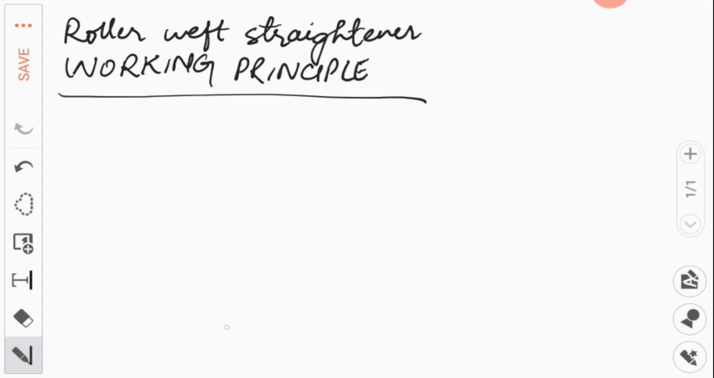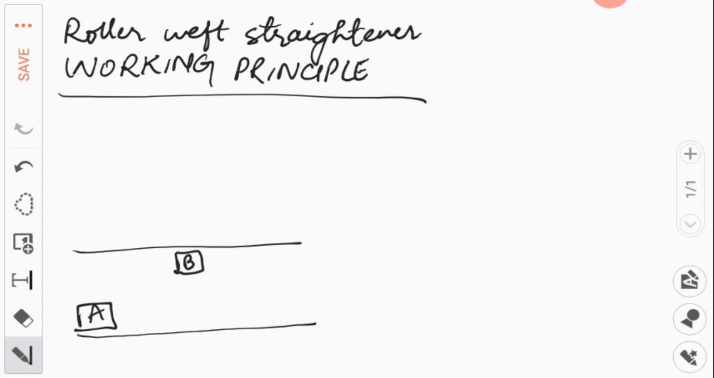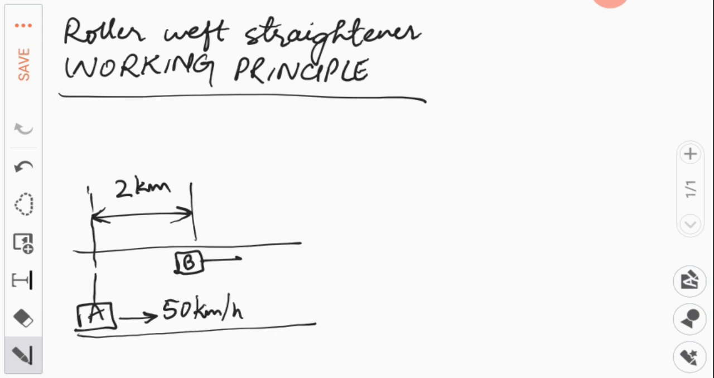To understand the working principle, we can consider the example of two cars that are traveling on a road. So we have car A and car B, let's say, and these two cars are of course traveling on a straight road as shown in the image here. Now let's assume that car B is ahead of car A, let's say by 2 kilometers, and both these cars are traveling at the same speed. So if car A is at 50 kilometers per hour speed, then car B is traveling at the same speed.